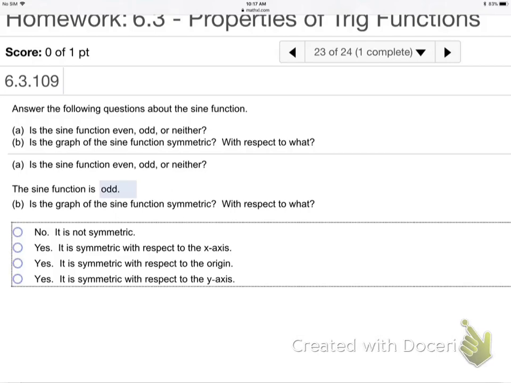Is the function even, odd, or neither? We said it's odd. Okay, now what is an odd function? What kind of symmetry? Top 4 answers on the board.